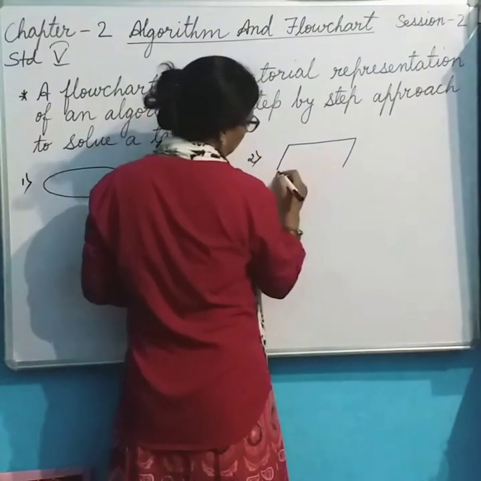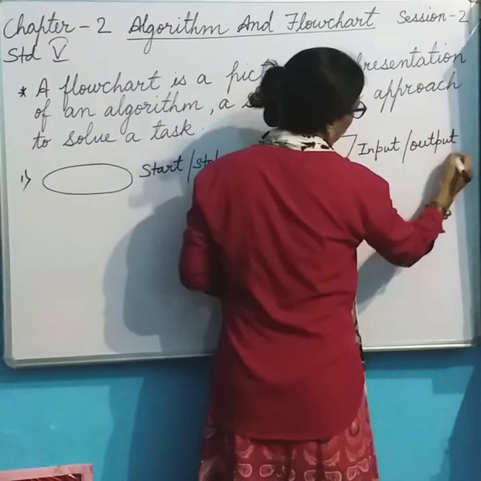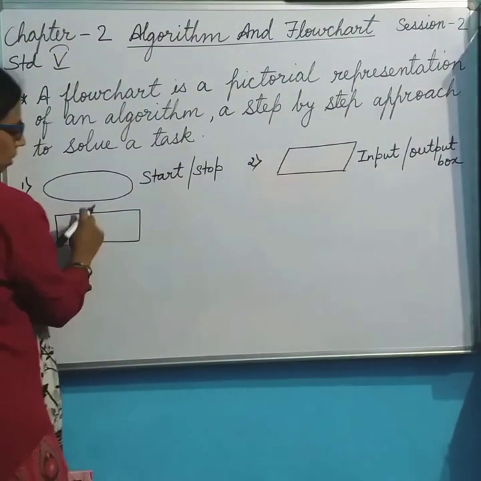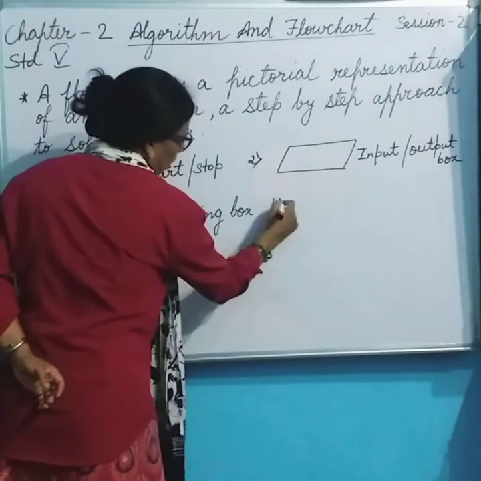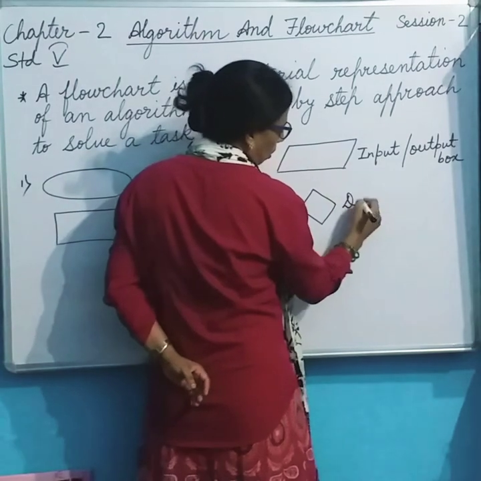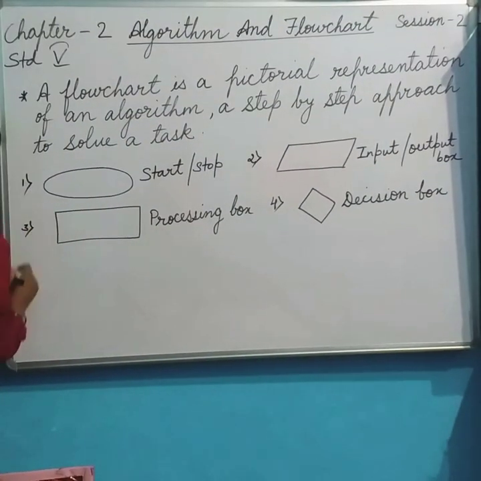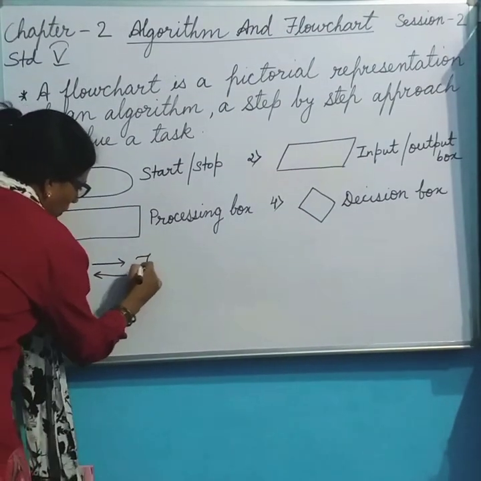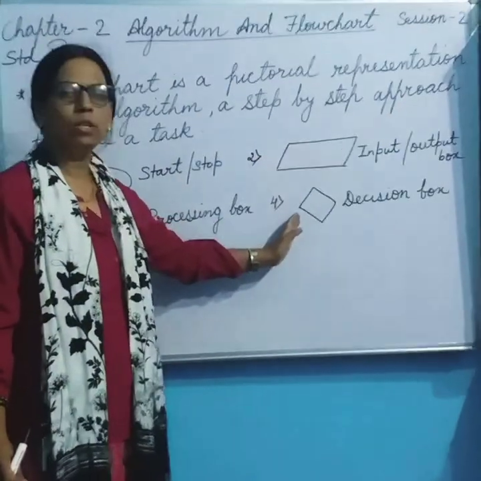The second box is like a parallelogram. This is called the input or output box. Then there is a simple rectangular box. This rectangular box is the processing box. Next, this rhombus shaped box, we call it the decision box. And there is one more symbol which is used, that is this way, this way, this way or this way. These are called flow lines. So here are the symbols which we use while drawing a flowchart.